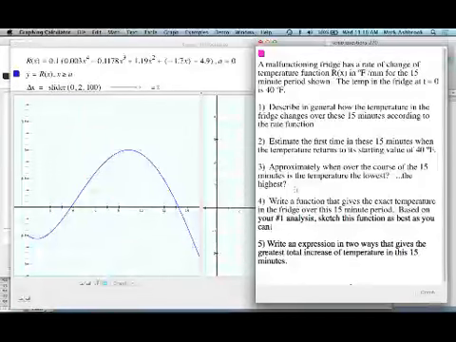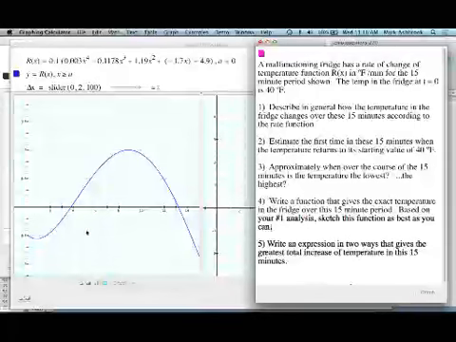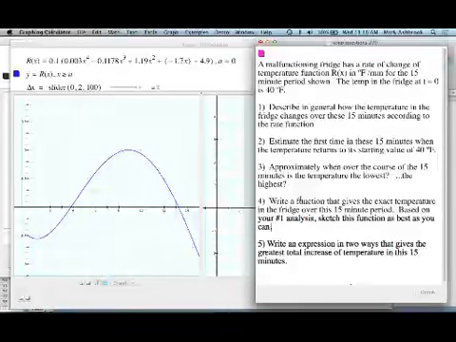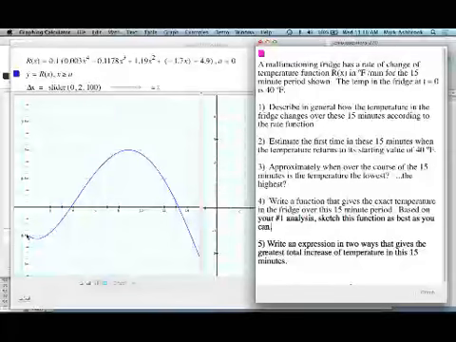All right. Approximately when over the course of the 15 minutes is the temperature the lowest? Alina, when did you think it's the lowest in this 15-minute period? I was thinking of either the beginning or the end. So either here or here. Yeah, at the end it just keeps going down. So what did we say happens at the beginning? What's happening to the temperature right here? Is it going down or up? It's going down.